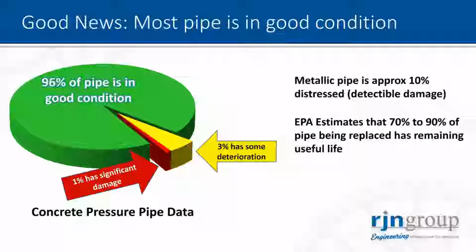With metallic pipe, we're seeing somewhat similar results. Approximately 10% we're seeing has distressed or detectable damage within metallic pipe, and the EPA recently estimated that 70 to 90% of the pipe that's being replaced has remaining useful life. So trying to balance this can be a challenge.